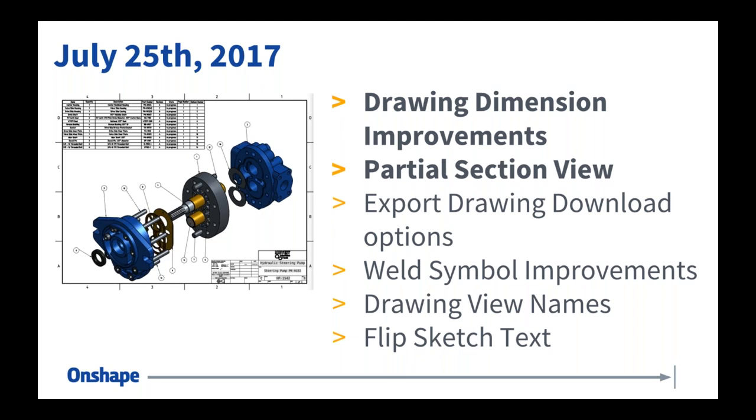The improvements continue. So spot and seam welds were added with this update. That was a big one, a highly requested one to the weld symbol functionality, is that specific look for spot and seam welds. We added the ability to add drawing view names. So you can now name your drawing views, which helps when we talk about organization. We're going to add even more functionality in terms of this later on.